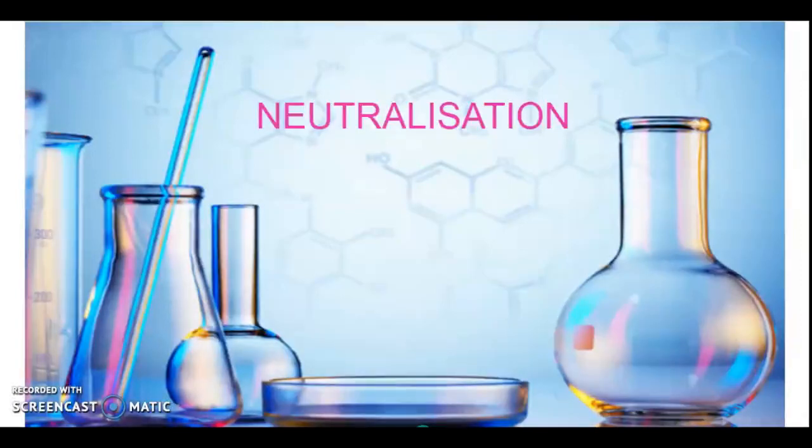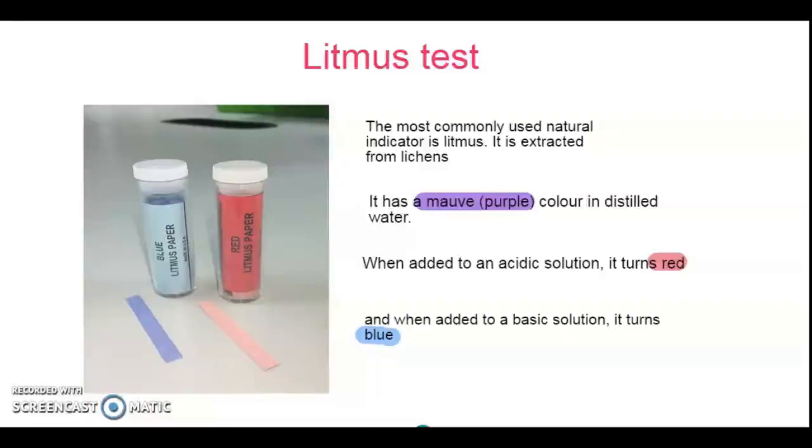In this video, we'll be seeing the indicators that are used in lab for detecting acid and base and the neutralization process. Before heading towards the neutralization process, let's see the indicators that are used to detect whether a given substance is acid or base in a lab. Yes, in a lab, you'll use something known as litmus paper.